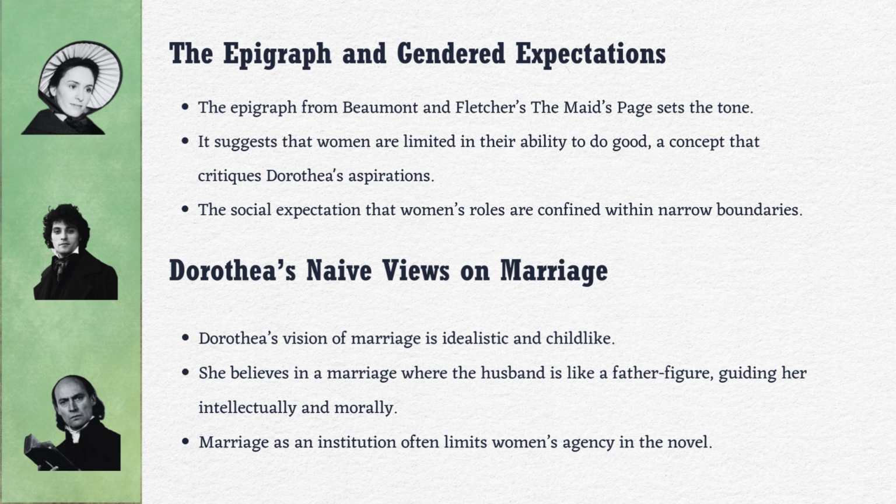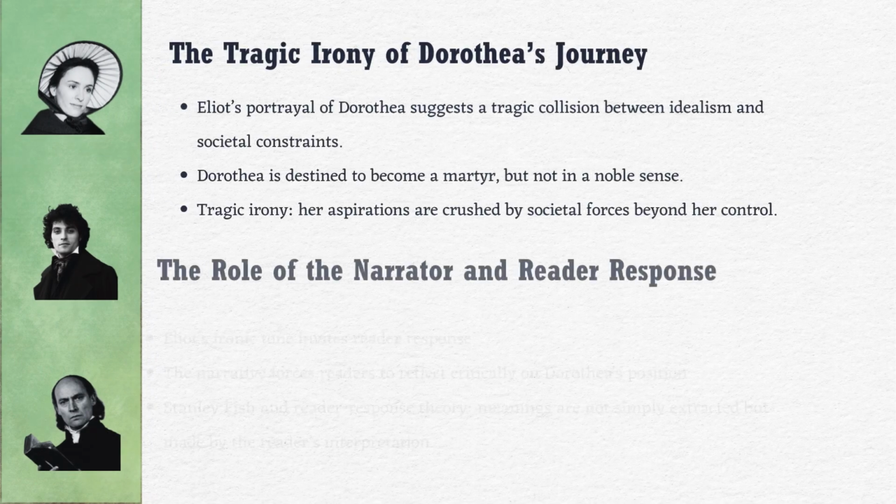Now, Dorothea's views on marriage are heavily influenced by her idealism. She imagines a perfect marriage as one in which her husband functions as a father figure, guiding her intellectually, teaching her languages like Hebrew. This reflects a childlike understanding of marriage, where she seeks not equality but guidance and intellectual fulfillment. However, this perspective reveals a naivety, as real marriage in Middlemarch is more about navigating societal roles and restrictions, particularly for women. However, Eliot's portrayal of Dorothea carries tragic irony.